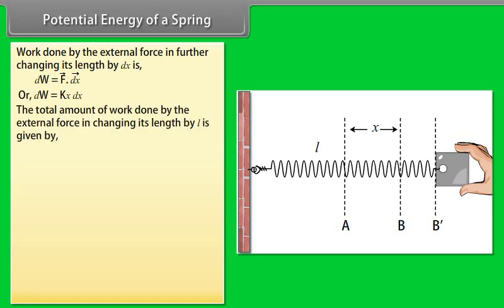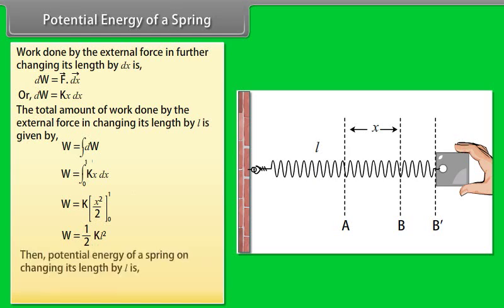Now, the total amount of work done by the external force in changing its length by L is given by W equals the integration of dW. By calculating it, we get W equals 1 upon 2 kL squared. Then, the potential energy of a spring on changing its length by L is equal to W. Potential energy is equal to half kL squared.